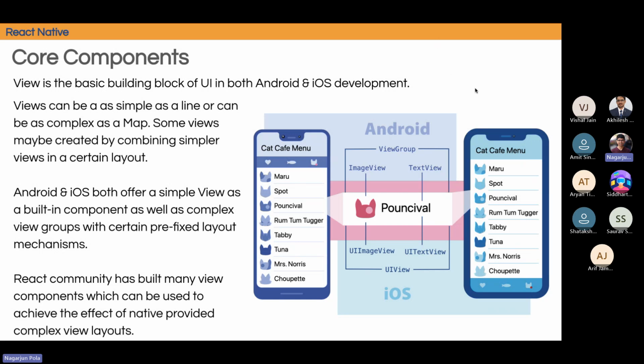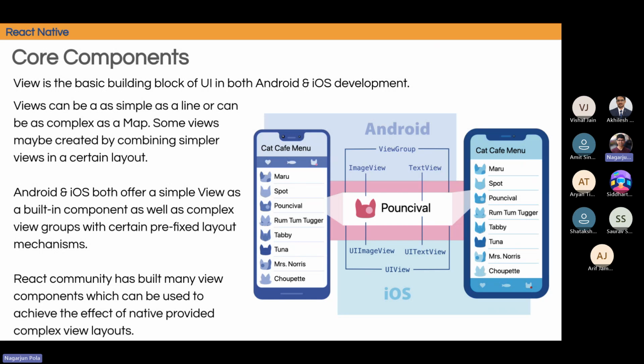So we have seen the components. We know what some of the components are. Like, we can create our own components, but when it comes to Android and iOS, the basic component is nothing but a view. Anything that is displayed in an application, whether it's Android or iOS, it is a part of a view. And a view can be as simple as a line, or it can be as complex as a map.